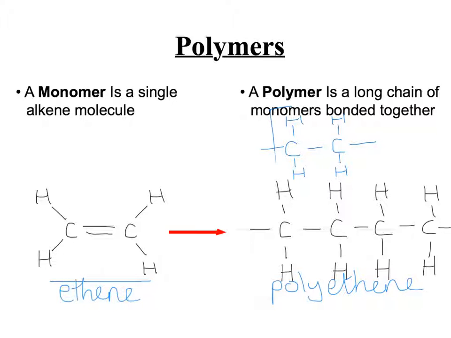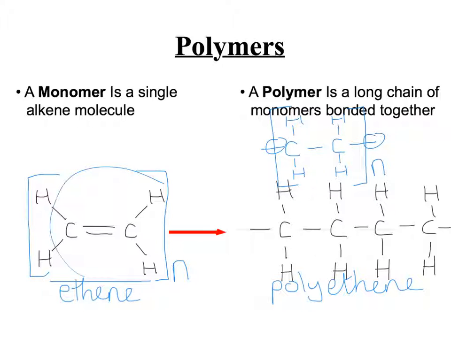And then we will put square brackets around the monomer molecule, leave the little arms poking out the side, and then we put an n at the end. And the n represents how many of the monomers we had to start with. Now this shows us that this monomer has been reproduced that many times and they have been joined together to make this polymer.